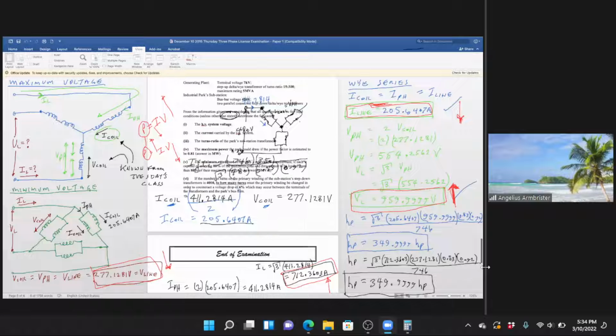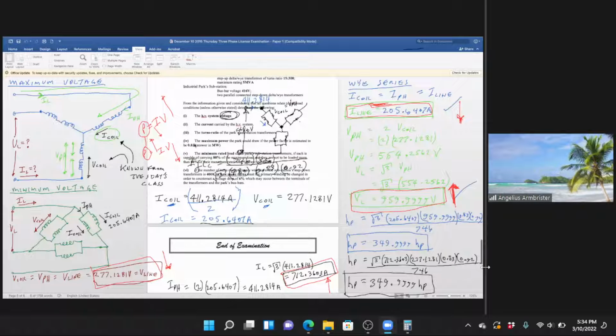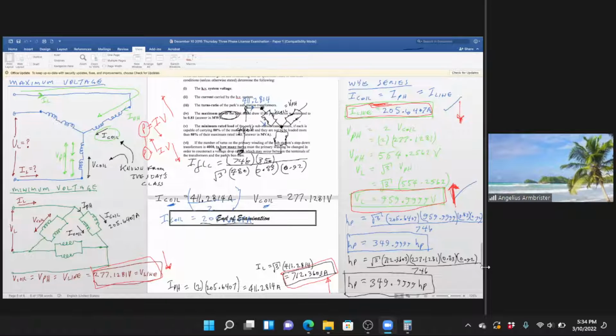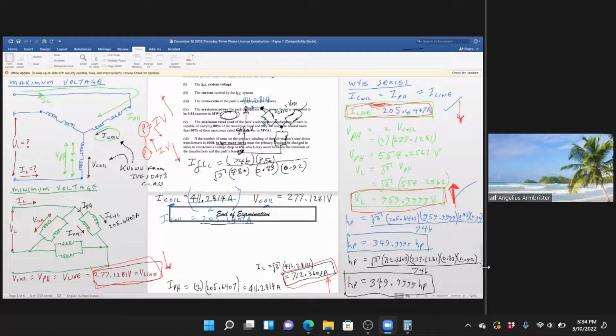And then the maximum power the park could draw if the power factor is 0.81, and give your answer in megawatts. And then the minimum load of the park substation transformer, if each is capable of carrying 80%, and not to be loaded to more than 80%. So this is basically the information you would need if you were going to purchase a transformer.